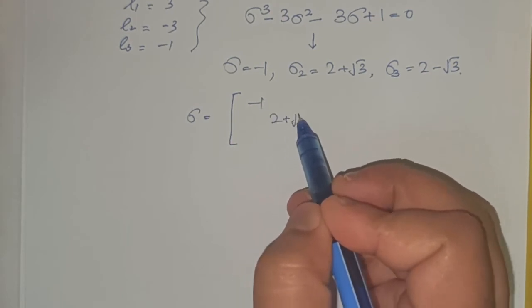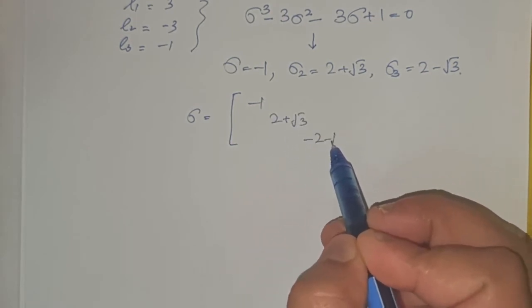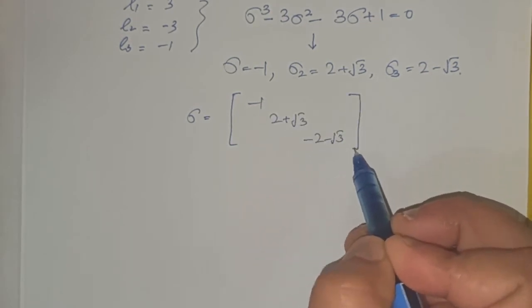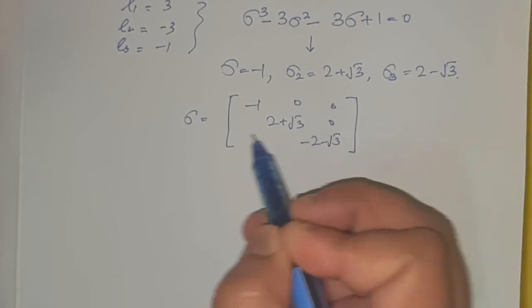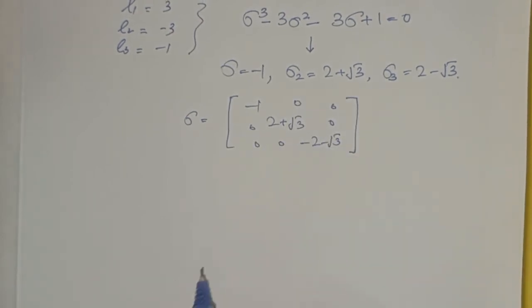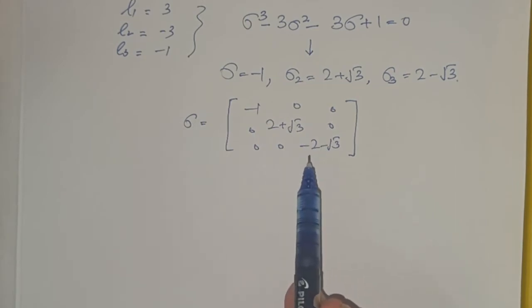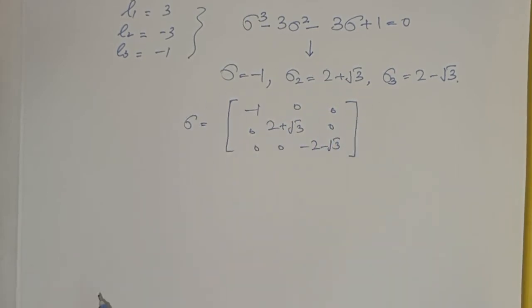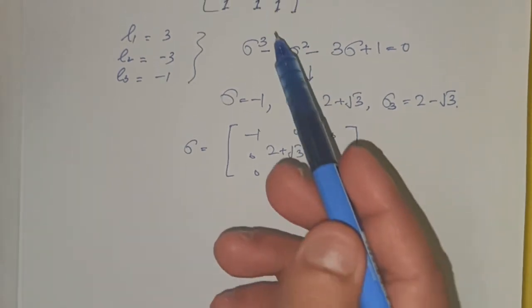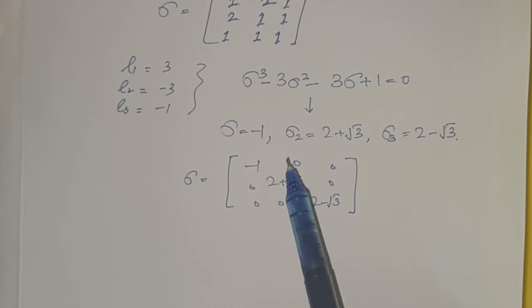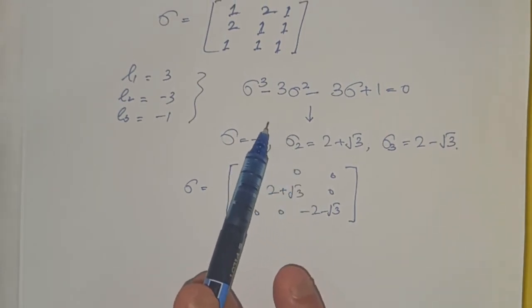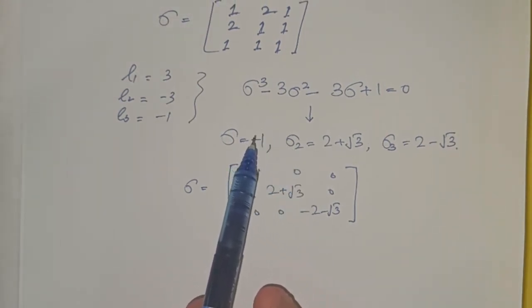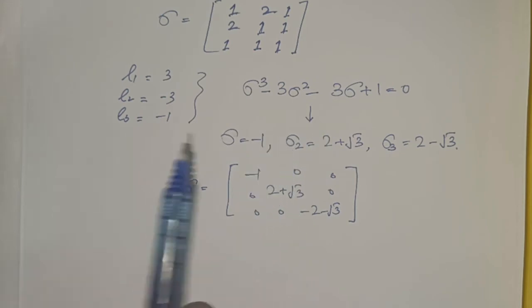2 plus square root of 3, minus 2 minus square root of 3, 0, 0. The shears on the principal planes are 0. So this is the principal state of stress at a particular point, the important values for me, and this is very easily obtained by the eigenvalue analysis. Compared to this, the Mohr circle analysis looks a bit cumbersome.